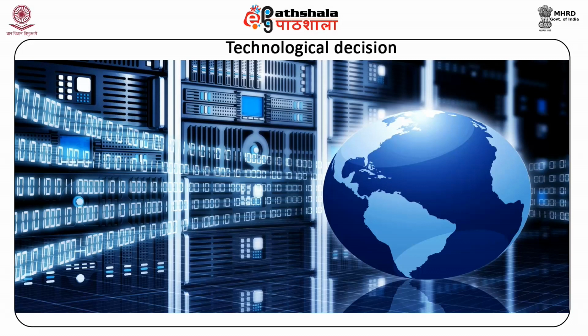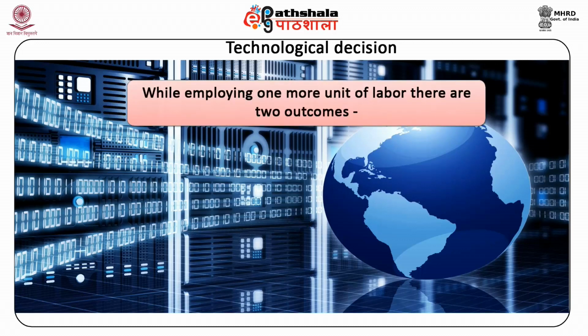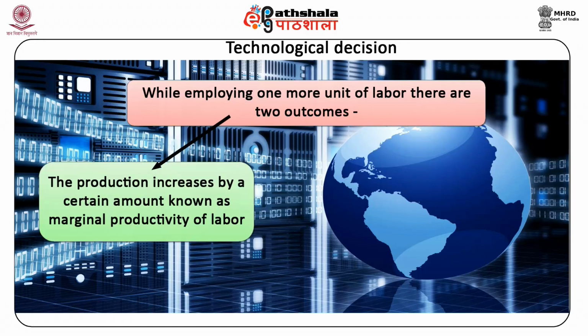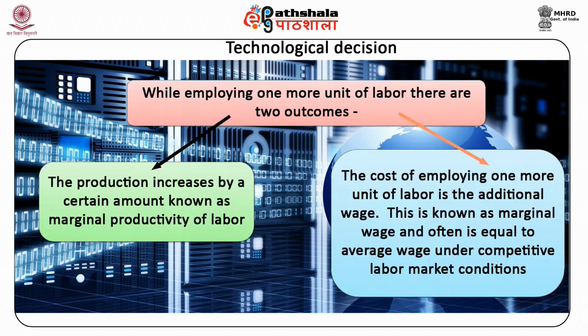Technological decision. Each producer has to employ different factors of production like labor and capital. There is a choice that the producer faces. He could either use more of labor and less of capital or the other way around. While employing one more unit of labor, there are two outcomes. The production increases by a certain amount, known as marginal productivity of labor. The cost of employing one more unit of labor is the additional wage.